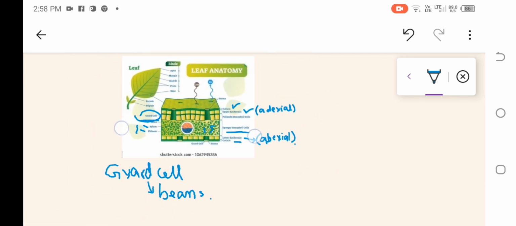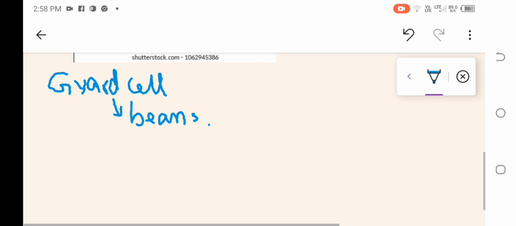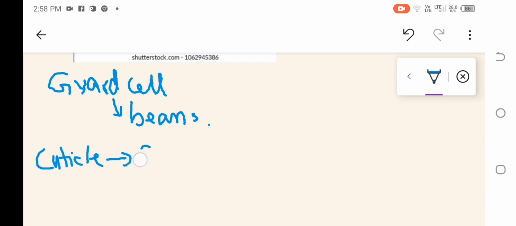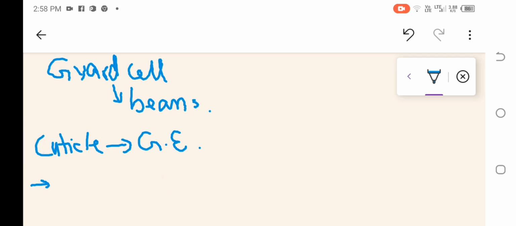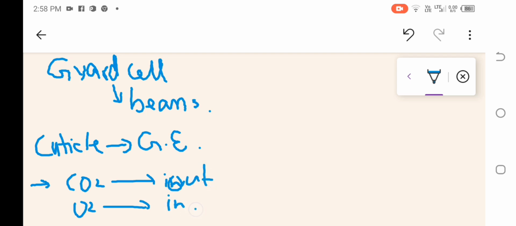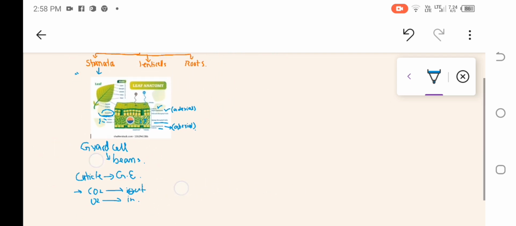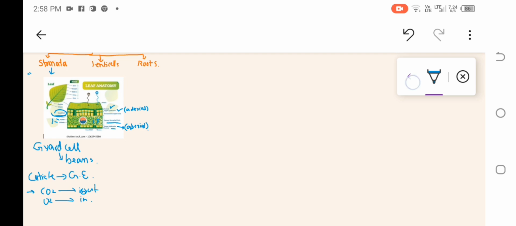Now in the stomata, with the help of the cuticle, the gases exchange can take place. In the stomata, carbon dioxide goes out and oxygen comes in. So this is how the gases exchange can take place through stomata.